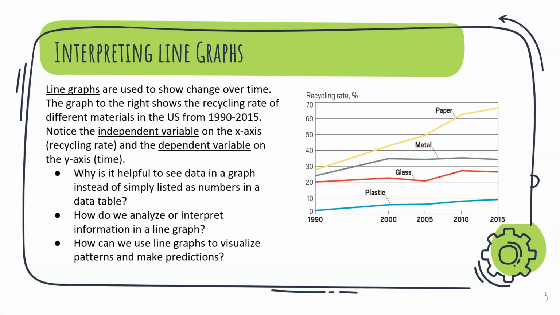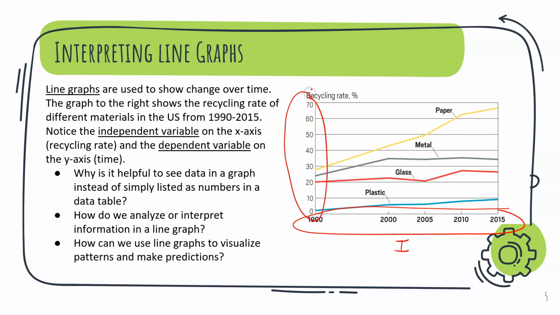Okay, so line graphs are used to show change over time. I have a graph to the right that shows the recycling rate of different materials in the United States from 1990 to 2015. We've got our independent variable on our x-axis, which is going to be the date. And our dependent variable on the y-axis is the rate.